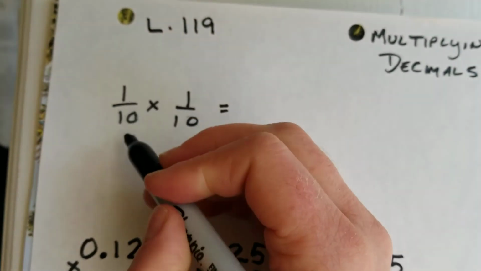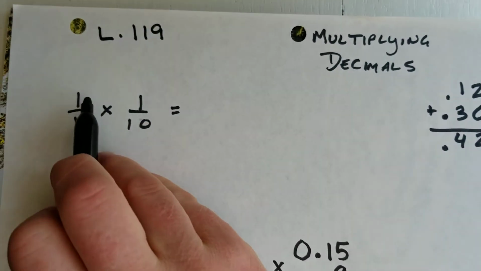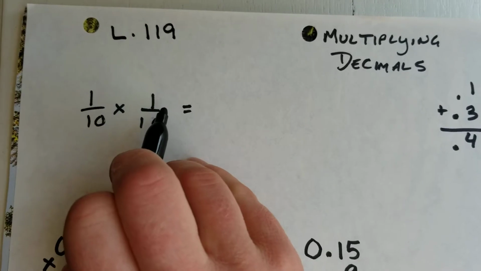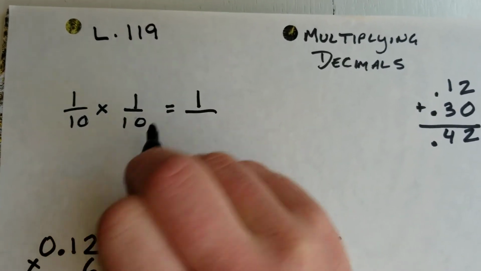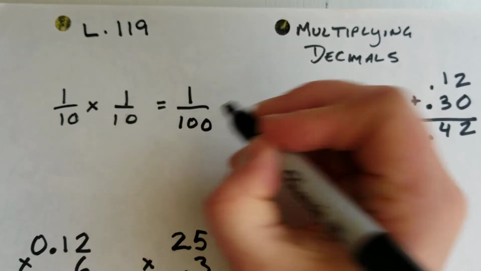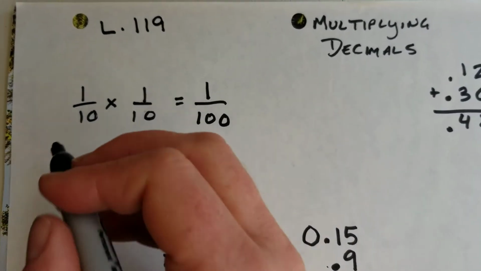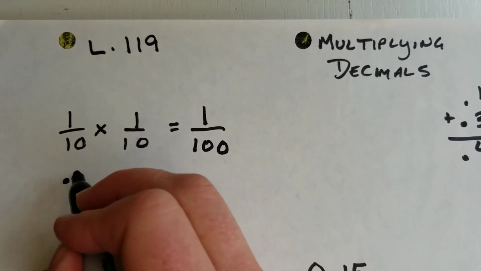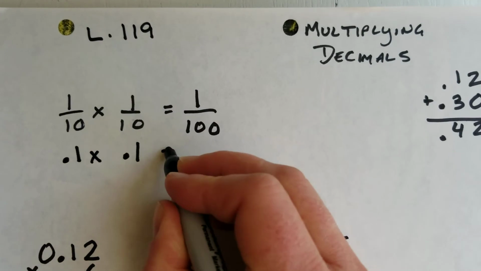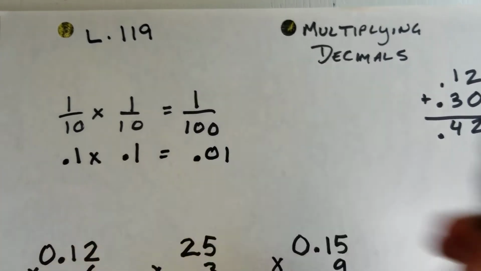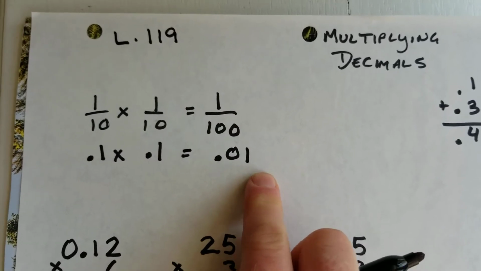Let's look at these fractions. 1/10 times 1/10. When we're multiplying fractions, we multiply the top times the top. So 1 times 1 is 1, and the bottom times the bottom. 10 times 10 is 100. So 1/10 times 1/10 is 100th. So if I look at that as decimal places, 1/10 times 1/10 equals 100th.